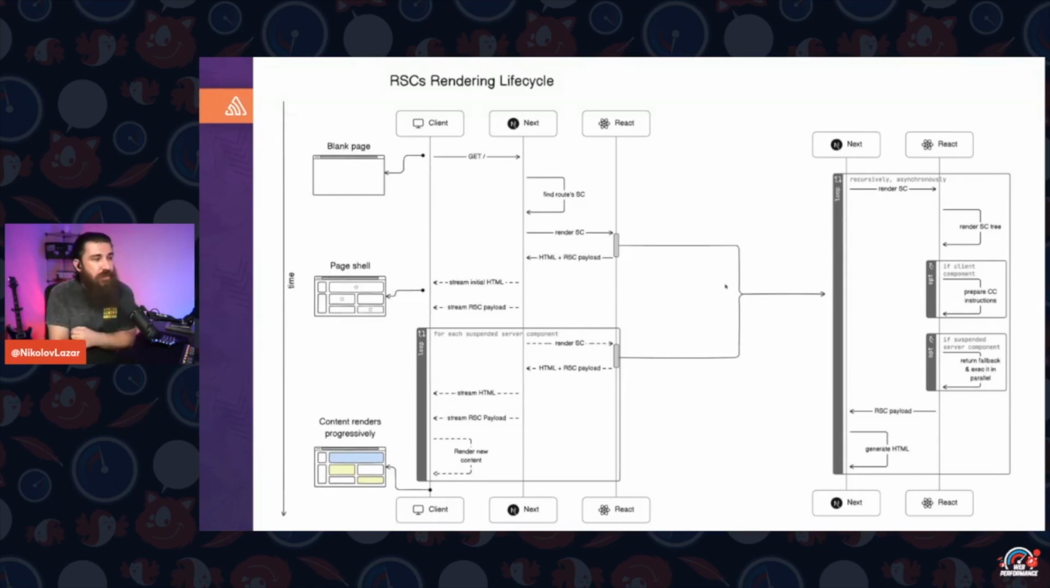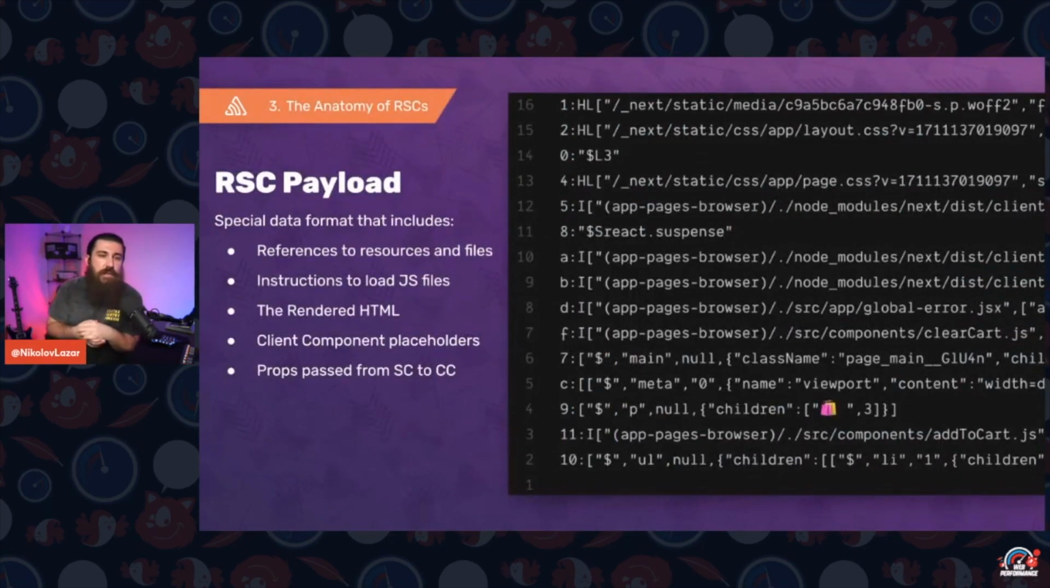Okay, so this is how the rendering lifecycle happens in Next.js. Now let's talk about the RSCs payload. It is a special data format that includes a whole bunch of stuff. It includes references to resources and files that the browser needs to load, and you can see them in the HL payloads, which are also called hints, by the way. For example, there's a font over here, a layout.css, a page.css. Server-side React or Next.js tells the browser to start pulling these resources ahead of time.